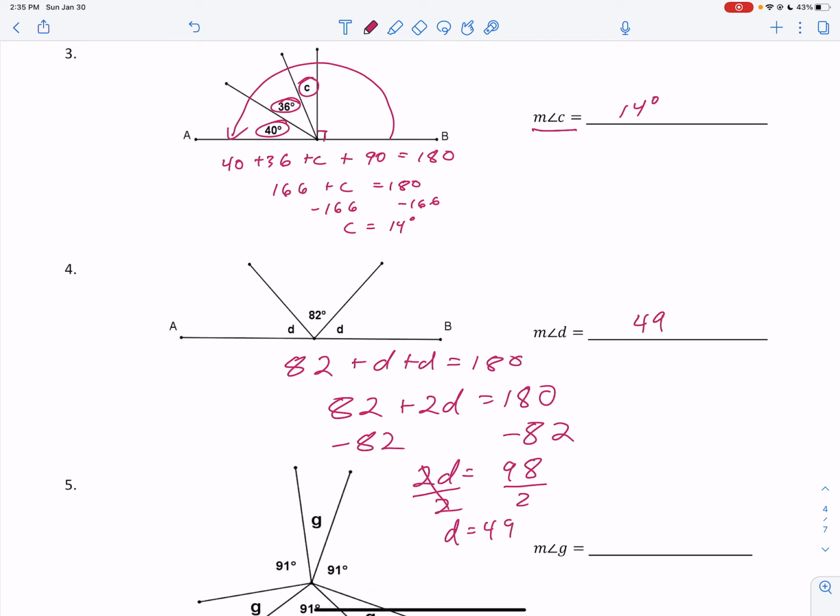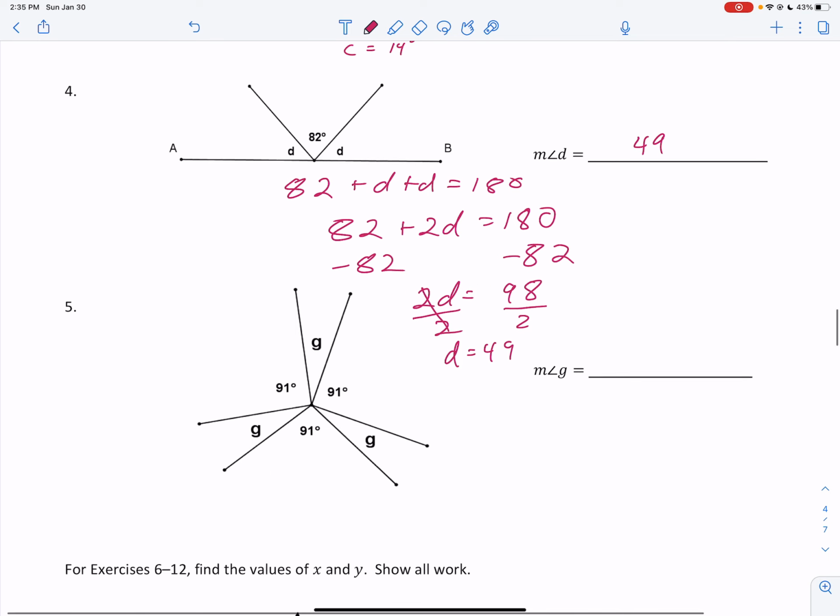We're just using our algebra. If you need an algebra review, double check Khan Academy. We might make an algebra review playlist just in case you guys can practice that.